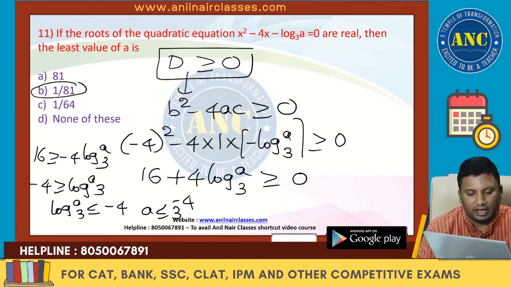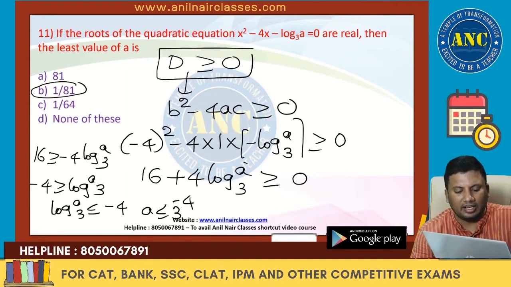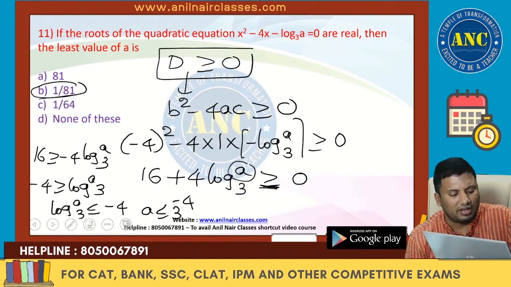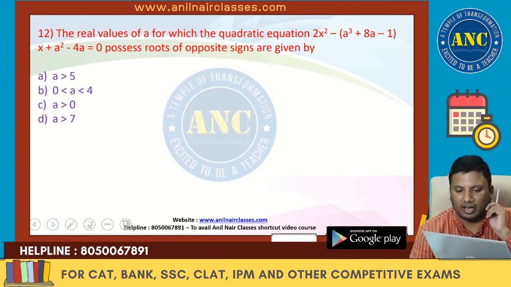So what is the minimum value? Minimum value is 1 by 81. Directly you can do it. A is 1 by 81, and 1 by 81 is 3 power minus 4. 16 minus 16 will be equivalent to 0. Very simple question of discriminant greater than or equivalent to 0.